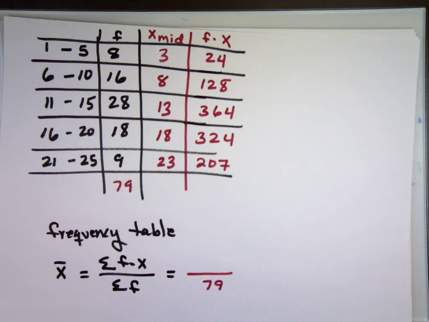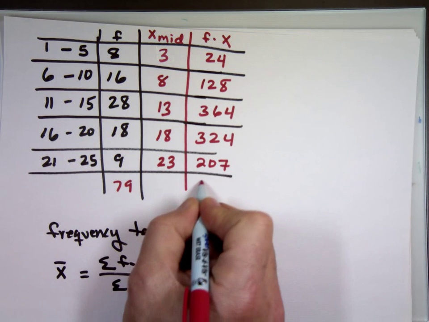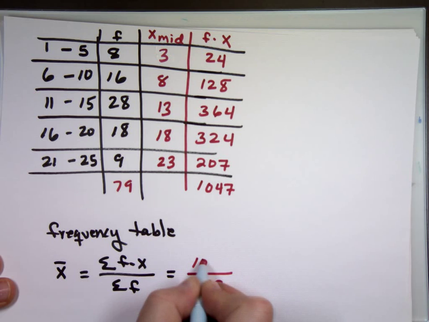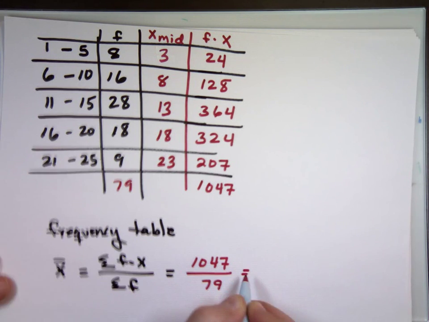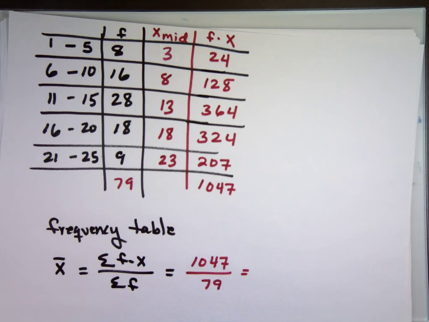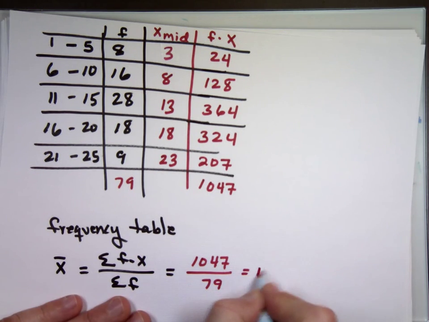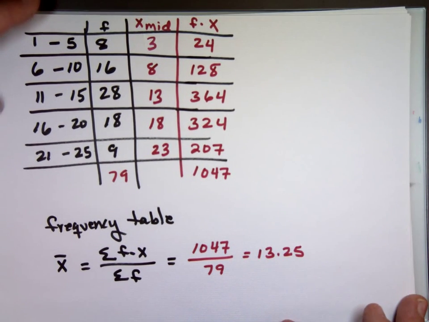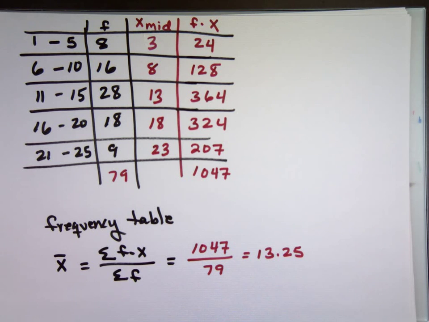When you add them, that's 1047. So my average here is 1047 divided by 79, which is 13.25 cigarettes per person. So the average person smokes roughly 13 cigarettes per day. That's what that means, a little bit more than half a pack. So when you have a frequency distribution table, calculating the mean is a little bit different.